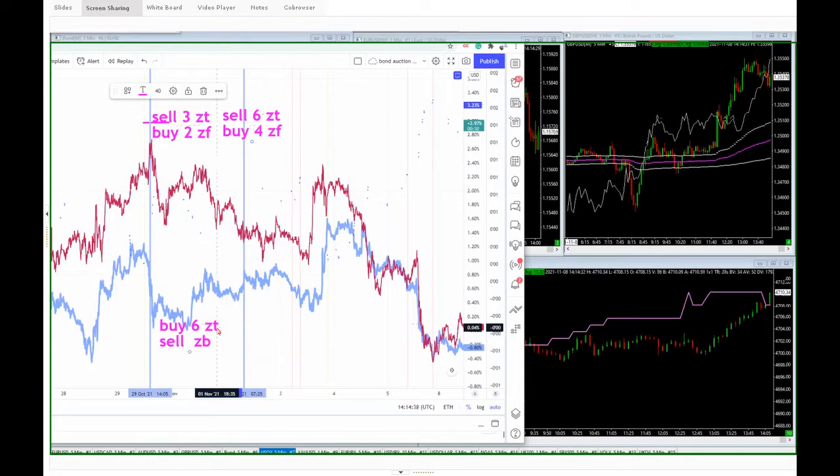What do I end up with? A buy on the 4 ZFs and a sell ZB. What is that? That is the FOB spread. In other words, when you trade this, you're trading the FOB spread. Woohoo! Finally, people start realizing how often we make money on these types of trades.